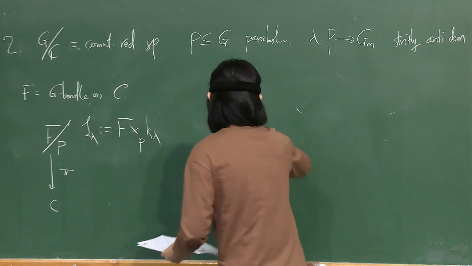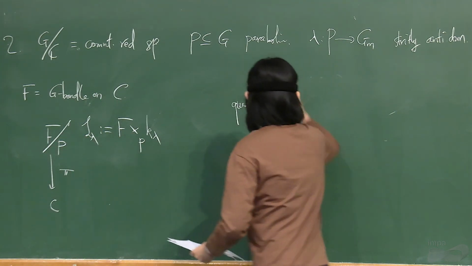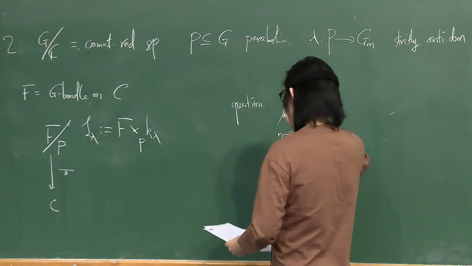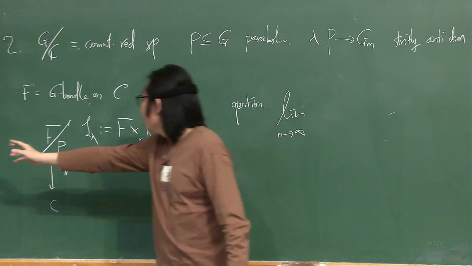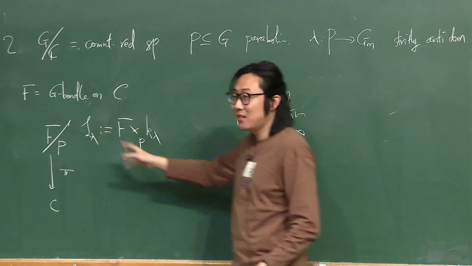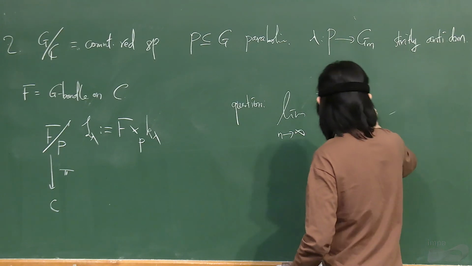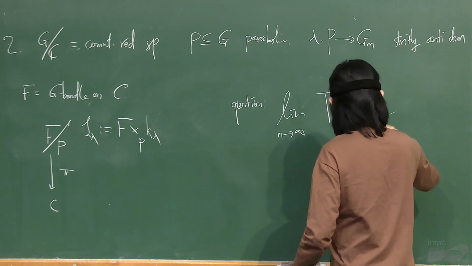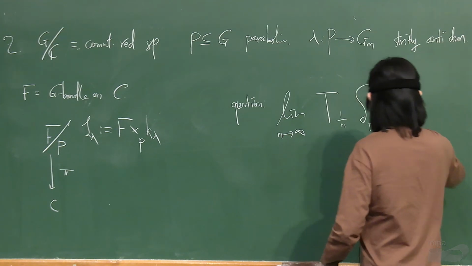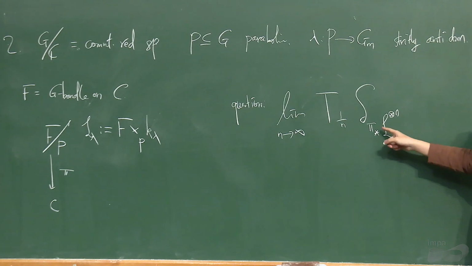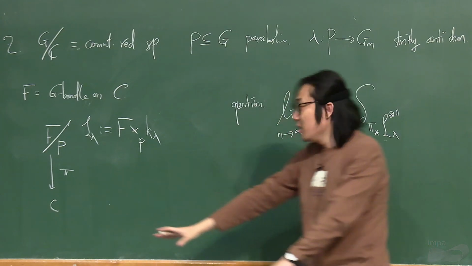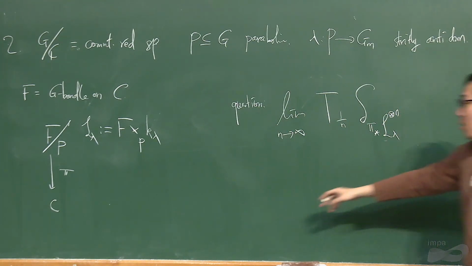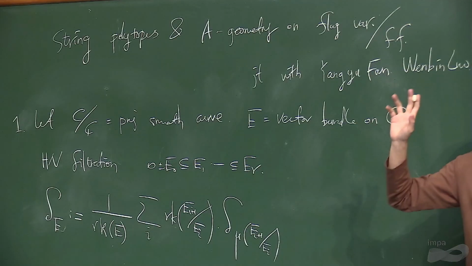Question: what is the limit distribution of eigenvalues of the push forward of this? Let me explain this notation. For each n, you first take the n-th tensor power, L lambda tensor n, which is a line bundle here. And then you push forward, and it becomes this vector bundle on C. And you can ask about its eigenvalues.